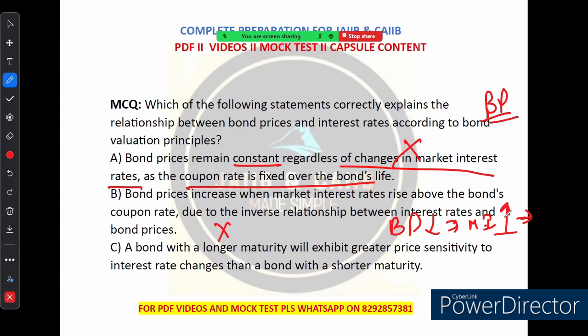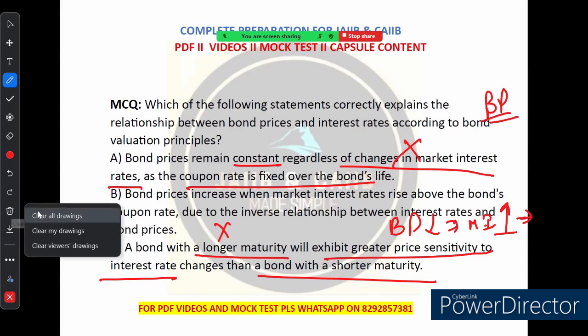Option C says that a bond with a longer maturity will exhibit greater price sensitivity to the interest rate change than the bond with shorter maturity. Yes, it is correct, because bonds with longer maturity are more sensitive to interest rate change.